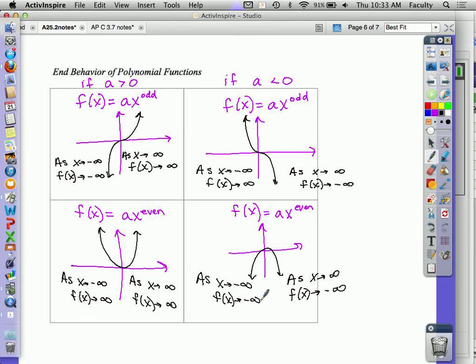Wait, am I doing... oh, sorry. I'm sorry, because I've got to do it backwards. Sorry. No, so this would be x to the 7th. Then, if I said to you, I have negative 4x to the 11.